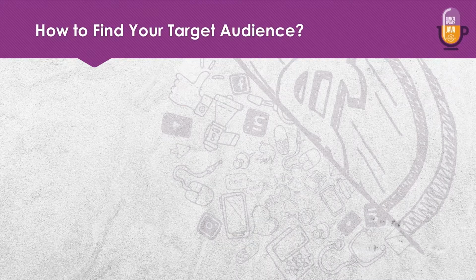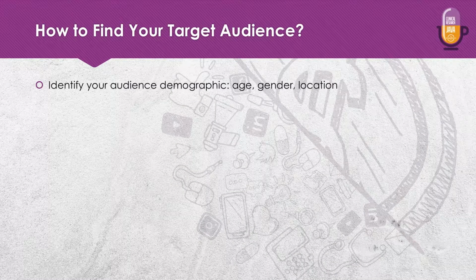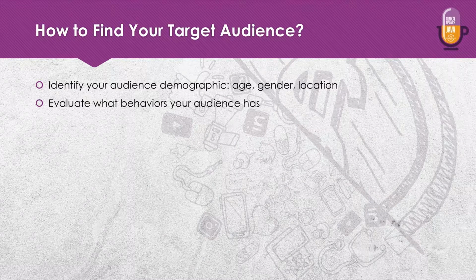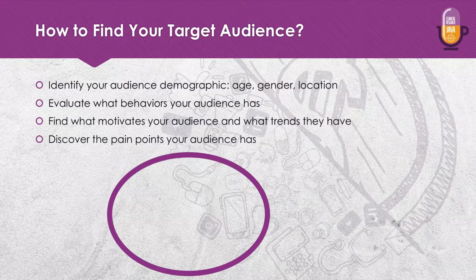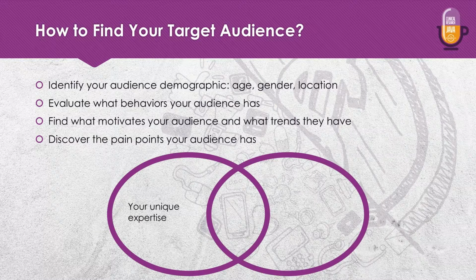One way to look at who your target audience is to identify your audience demographic, such as their age, their gender, and their location. Evaluate what behaviors your audience has, which we'll talk about more in the next slide. Find out what motivates your audience and what trends they have, and discover the pain points your audience has. One way to look at what content you should be presenting to your consumers is your unique expertise versus your audience's motivations and pain points, and find the content that is exactly what your consumer is looking for.